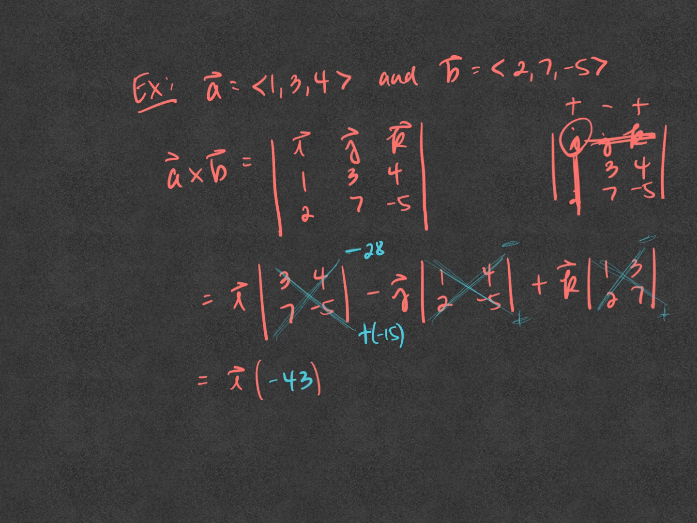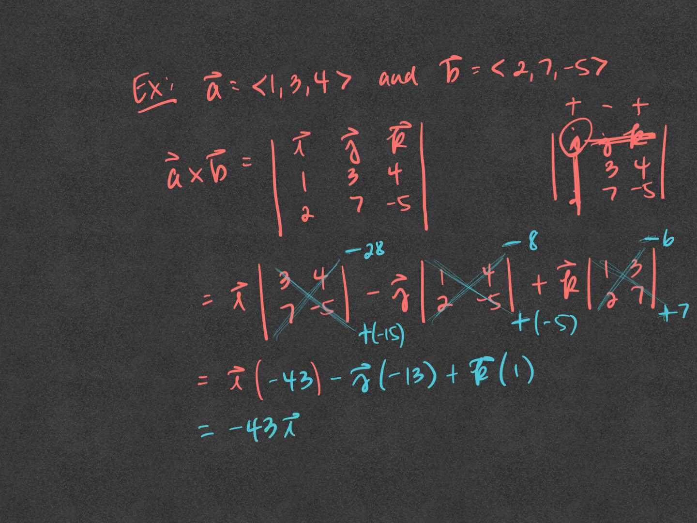Now let's look at minus J. And I have a plus down here, so I keep the sign, and we have a negative 5. And when we go up the diagonal, we have a negative because we always change the sign. So that'll be negative 8, so that gives me a negative 13. And then we have plus K. And on the down diagonal, we have a plus 7. And on the up, we have a minus, and that makes 6. So that makes a 1. So if we were to rewrite this, we would say negative 43I plus 13J plus 1 understood K.